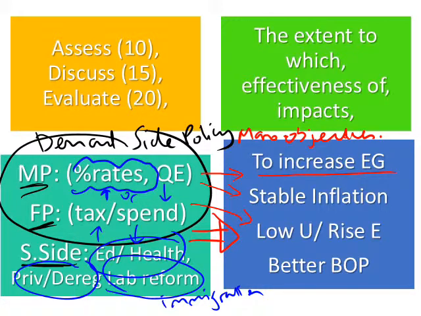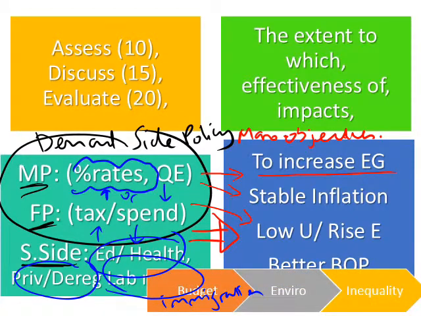The other 3 objectives that aren't mentioned there, so the balanced budget, environmental sustainability and inequality, could be used, if they're not mentioned in the question, as either conflicts or trade-offs of the policy, or as an evaluation of the policy that you've looked at.